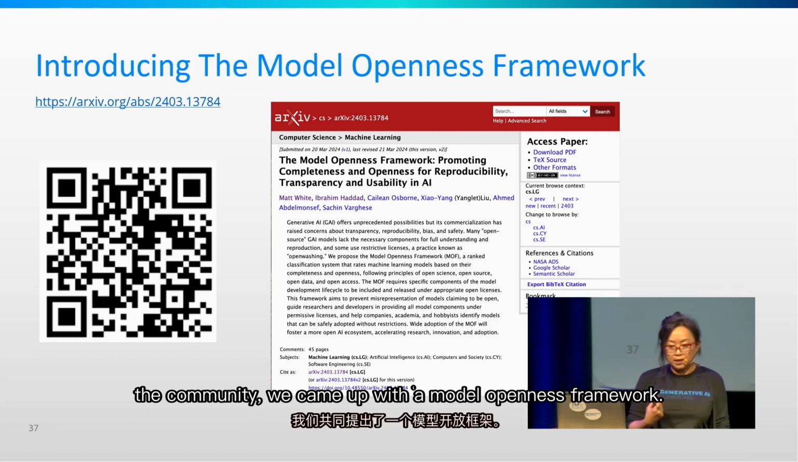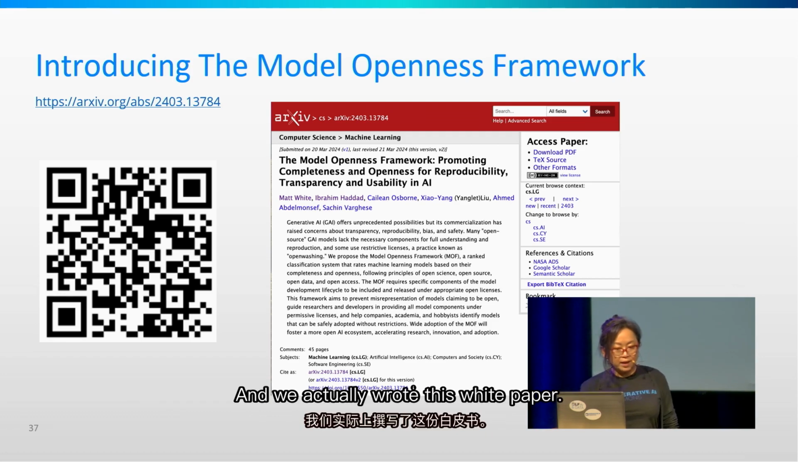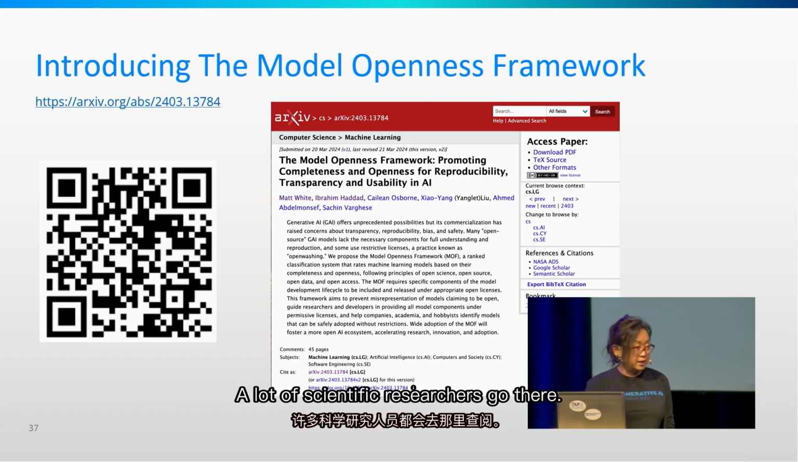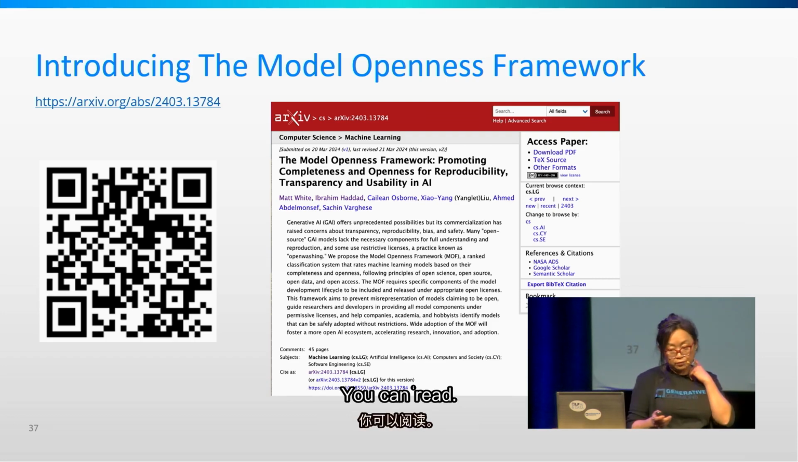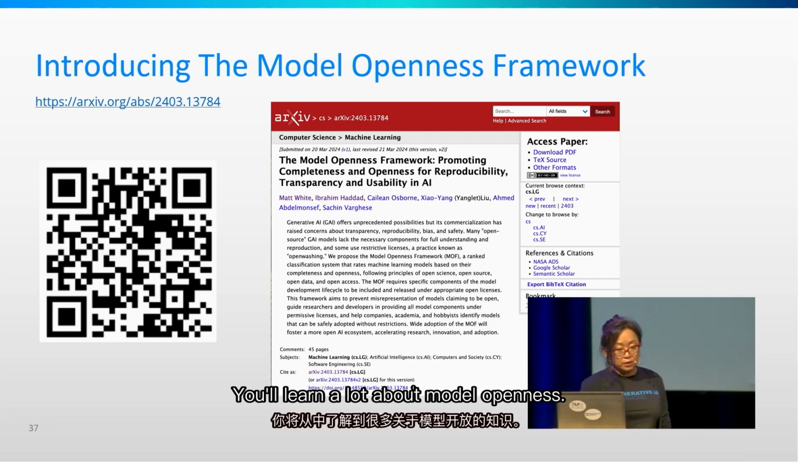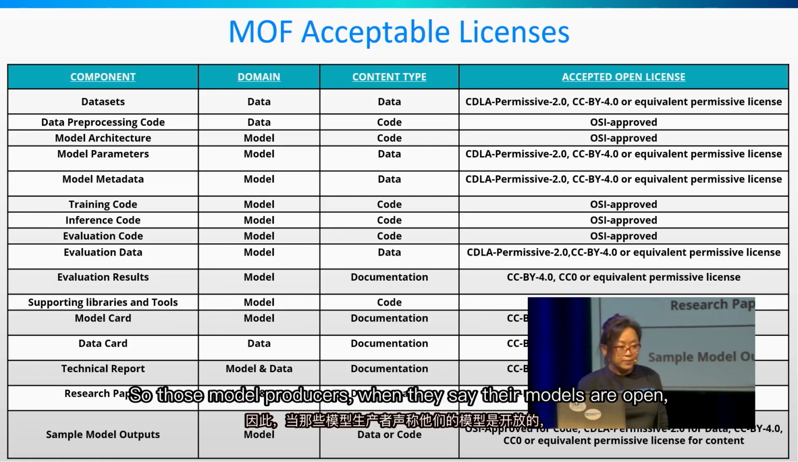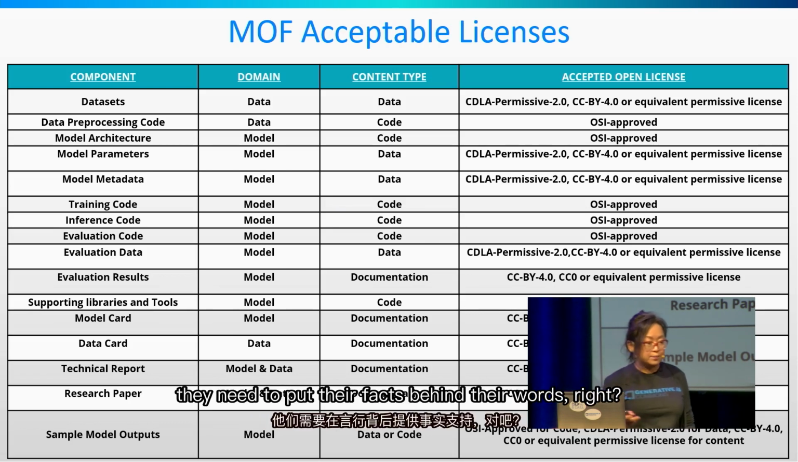This group of people, the community, came up with a Model Openness Framework. And we actually wrote this white paper, it's published on arXiv. A lot of scientific researchers go there, and it's a very good paper, a really good read. You'll learn a lot about model openness. And these are the 16 components I was telling you about. So those model producers, when they say their models are open, they need to put their facts behind their words, right?